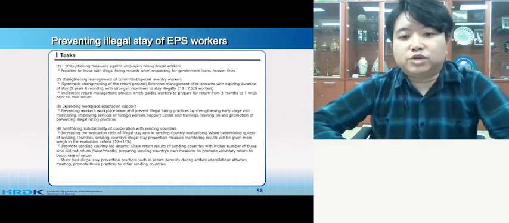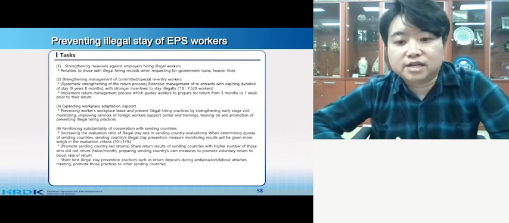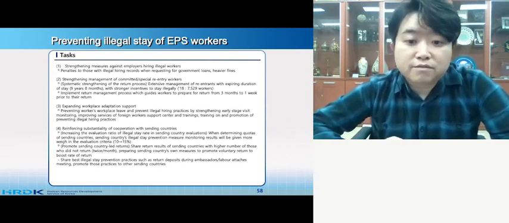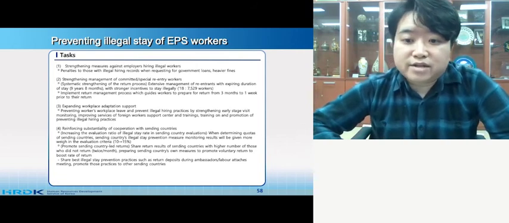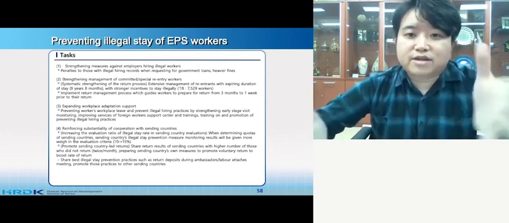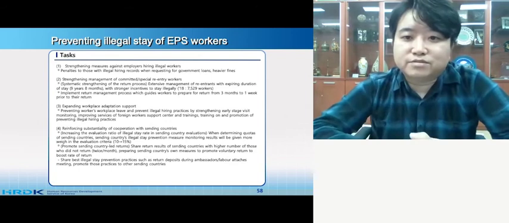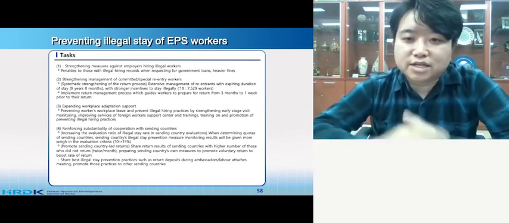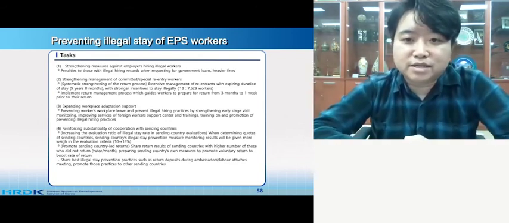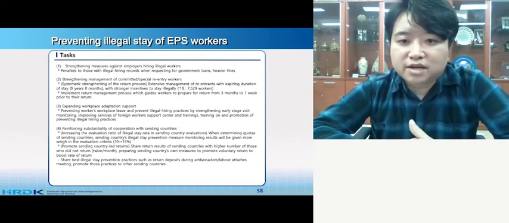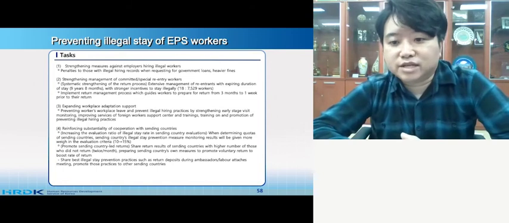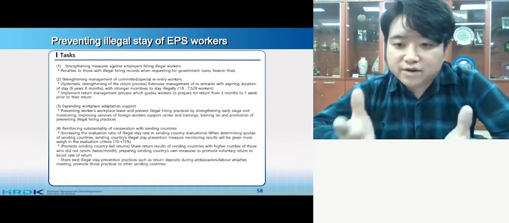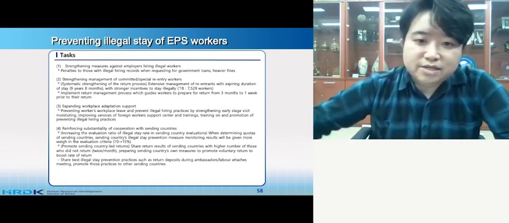So what should we do to prevent illegal stay of EPS workers? For the time, I will talk about this very shortly. Actually, it's very theoretical: strengthening management of especially entry workers, expanding workplace adaptation support, and reinforcing substantiality of cooperation with sending countries. So it's very theoretical, so I will skip this.